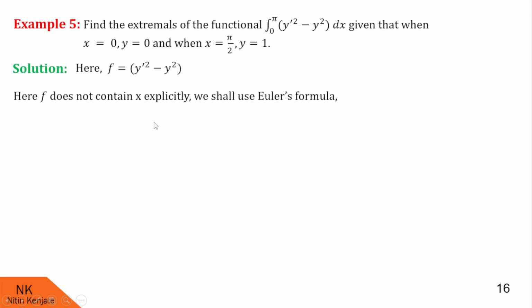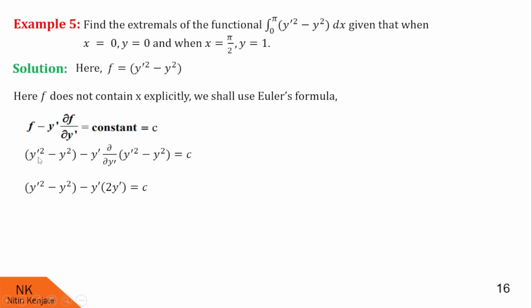Here f does not contain x explicitly, so we shall use Euler's formula given by f minus y dash into ∂f/∂y dash is equal to c. Substituting this f here and then differentiating with respect to y dash, we get y dash square minus y square as it is, minus y dash as it is into the derivative of (y dash square minus y square) with respect to y dash, which is 2 times y dash minus 0, only 2y dash, is equal to c.